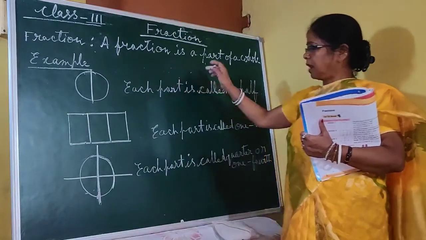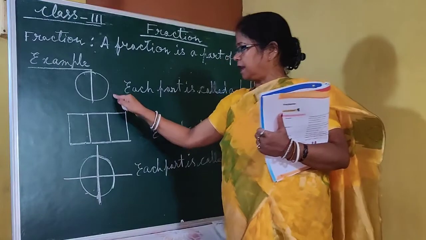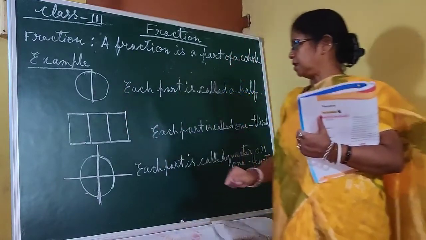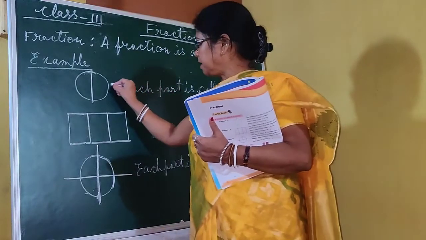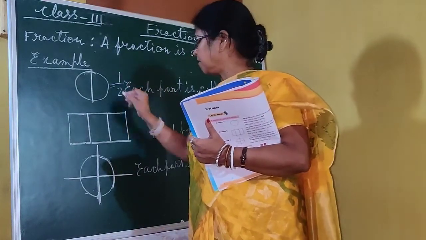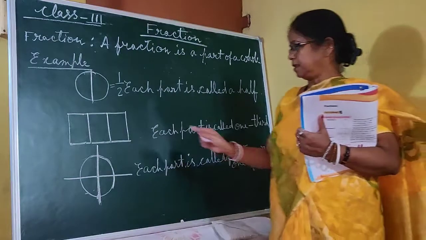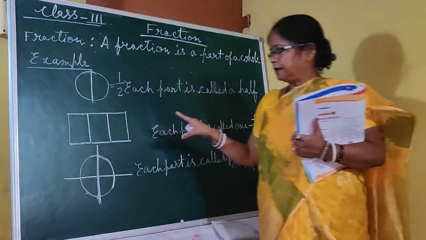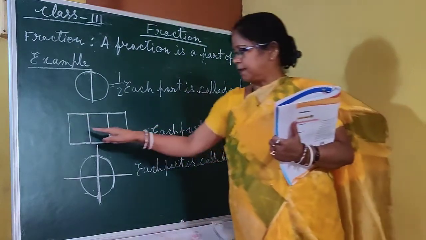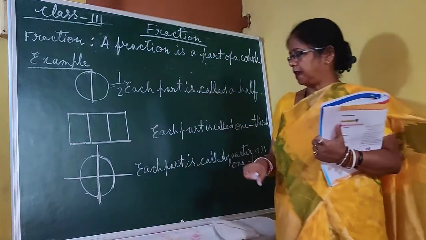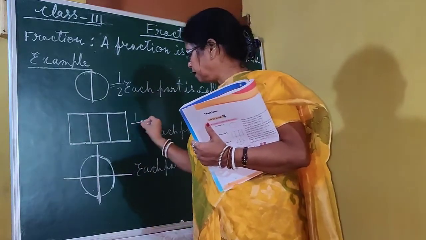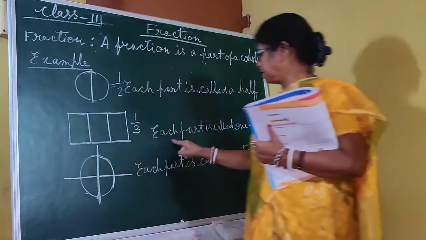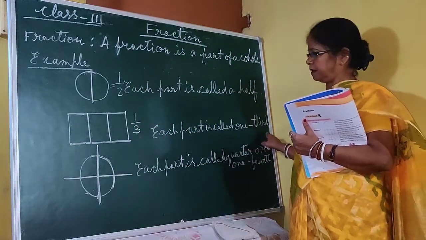Here, this is one circle, I make it into 2 equal parts. Then each part is called a half. Arithmetically, it is written this way, 1/2. And this rectangle, I make it into 3 equal parts. Then each part is called 1/3.